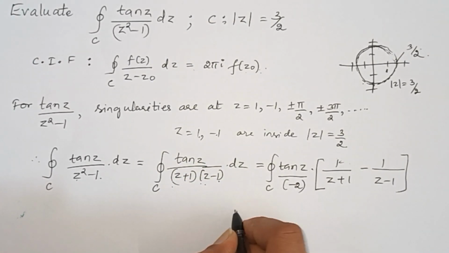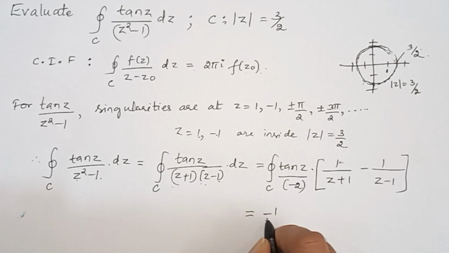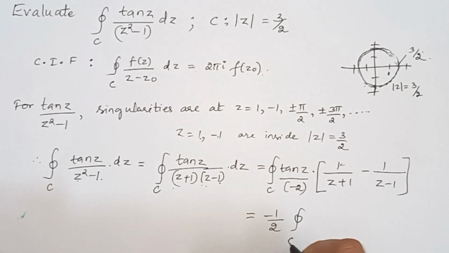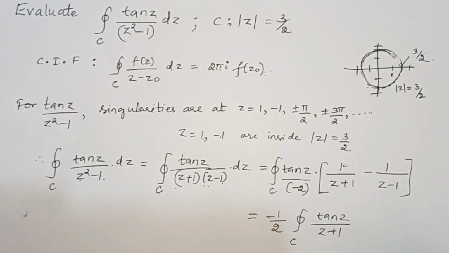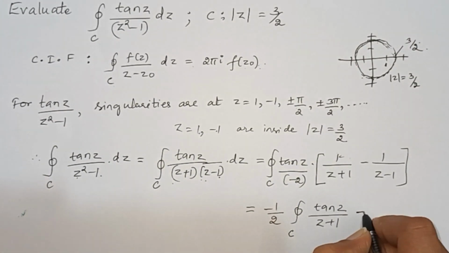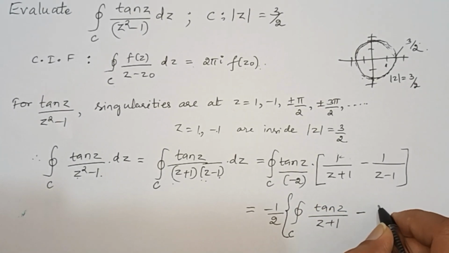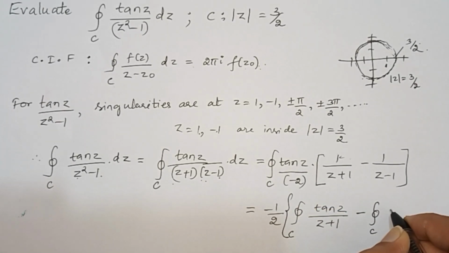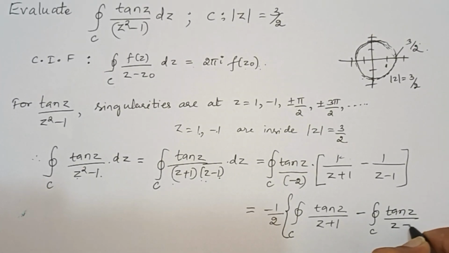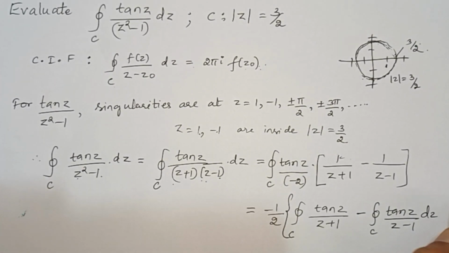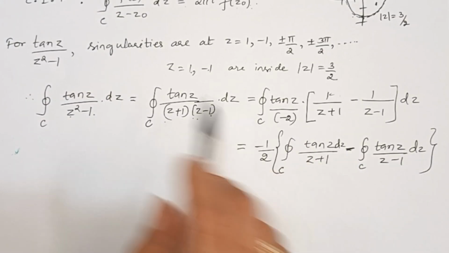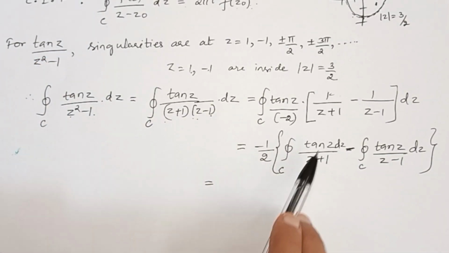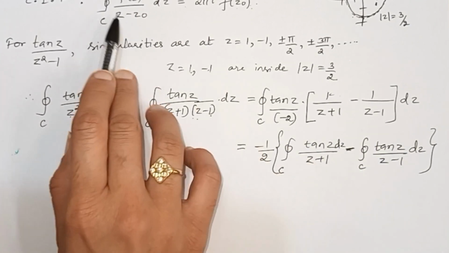This is equal to, now, minus 1 by 2, let me keep it outside, the integral over the curve C, tan z divided by z plus 1, then minus the integral over the curve C, tan z divided by z minus 1 with respect to z. Here also with respect to z. Now you can apply the Cauchy integral formula. That is because we compare these two functions with this formula.